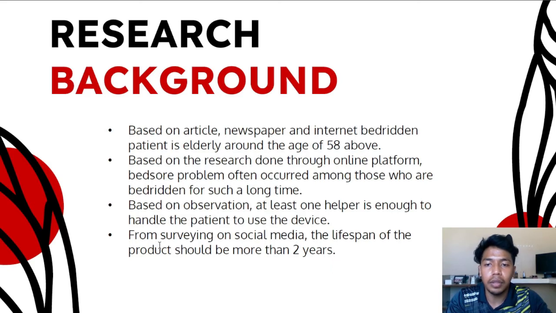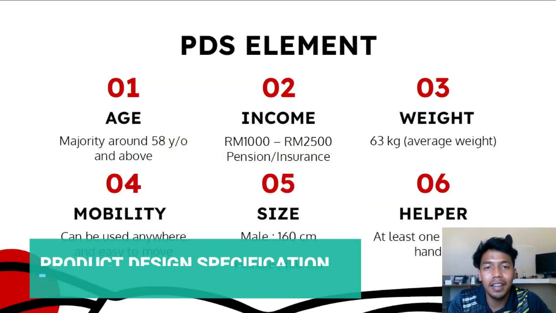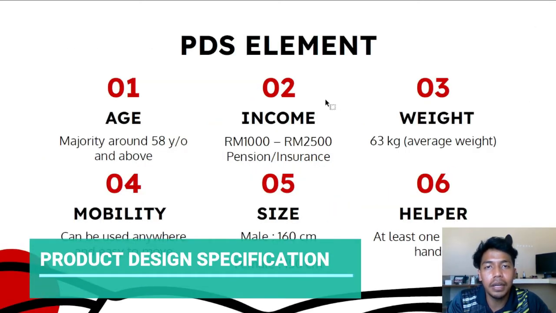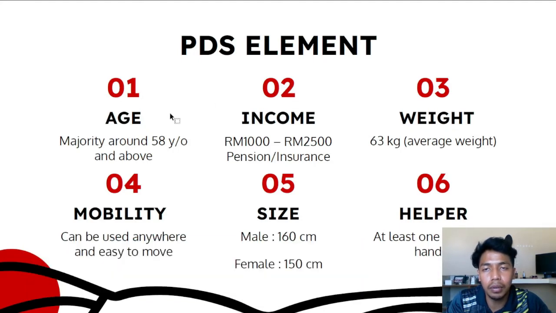From the survey on social media that we did, the lifespan of the product should be more than 2 years to reduce the maintenance cost. Next is the PDS elements. There are about 11 elements that should be considered during the design process.